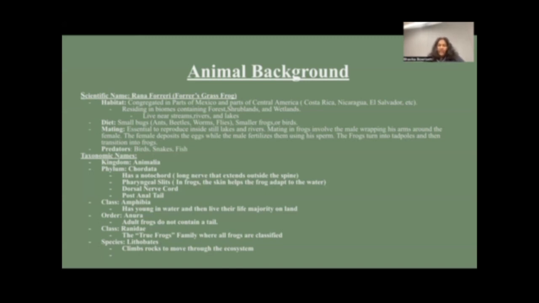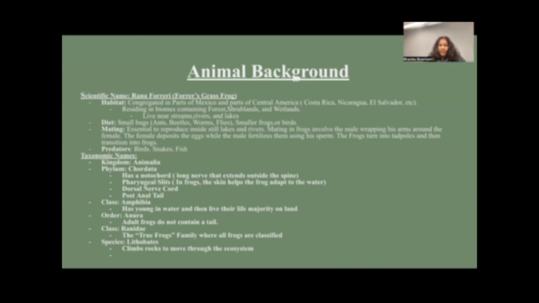Their class is Amphibia, which means they're able to live and adapt to life on both land and water. These frogs have their young in the water, and then they live most of their life in the water until they reach their adult stage. Once they reach their adult stage, they start living the majority of their life on land. Their order is Anura because they do not have a tail.